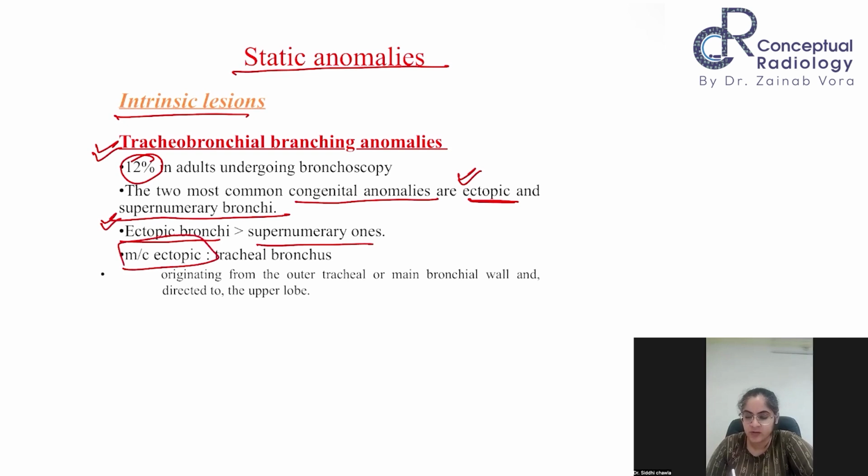Among the ectopic, the tracheal bronchus is the most common one, in which the bronchus arises from the outer tracheal or main bronchial wall and is usually directed towards the upper lobes.